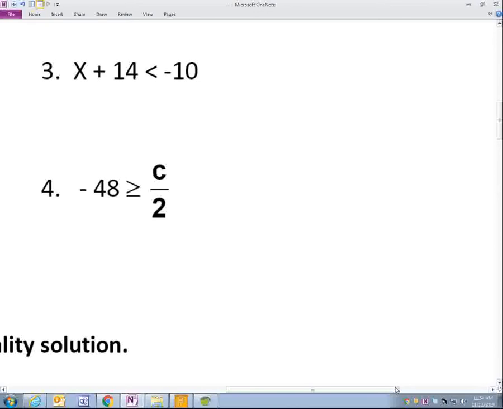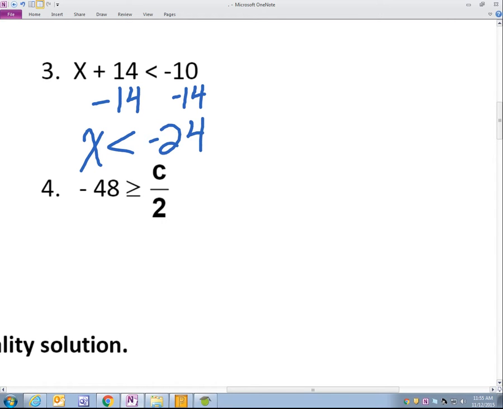Three. X plus 14 is less than negative 10. What's happening to the variable? It's being added. 14 is being added to it. So to make that go away, I do the inverse, which is to subtract 14. X is less than negative 24.